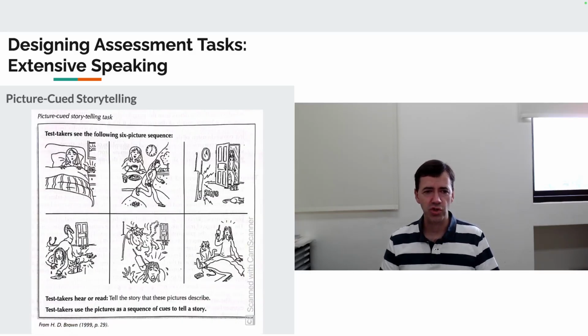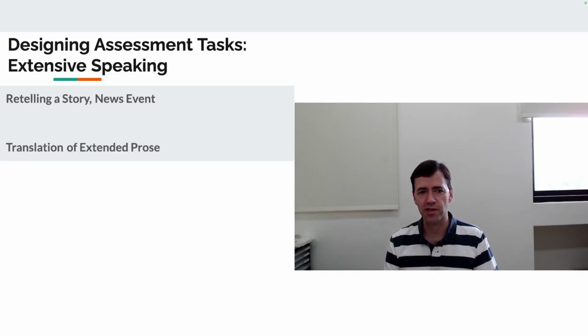Okay, you can use picture-cued storytelling like this type. Tell the story that these pictures describe. This is a very common one, right, for standardized tests. And two last ones, you can have students retell a story or retell a news event, or you can have them translate extended prose. Maybe they hear a whole paragraph, or maybe they hear a whole story in Chinese and they need to paraphrase it in English. So of course, for any of these extensive speaking tasks, you have to make sure that you have very clear scoring criteria for the students.